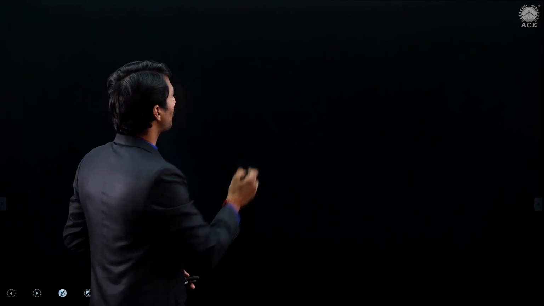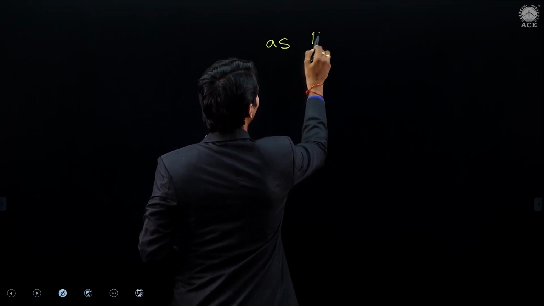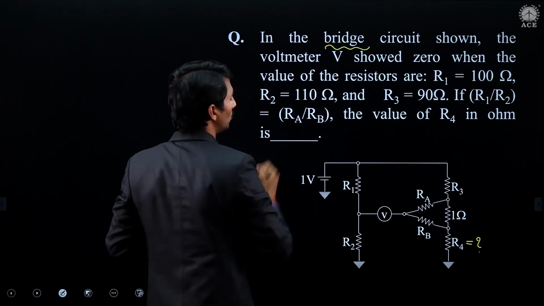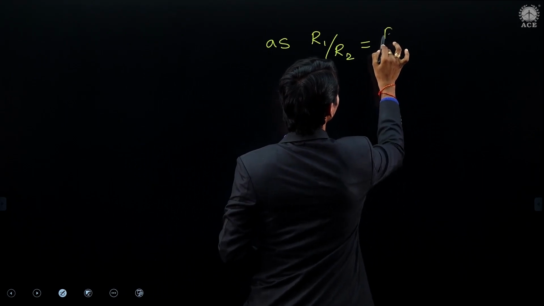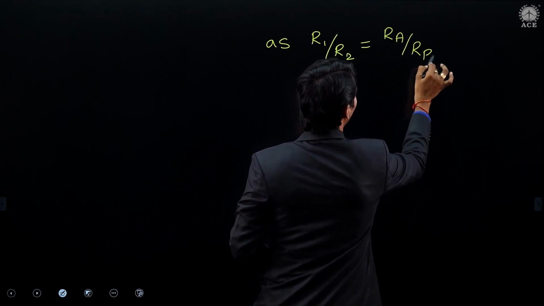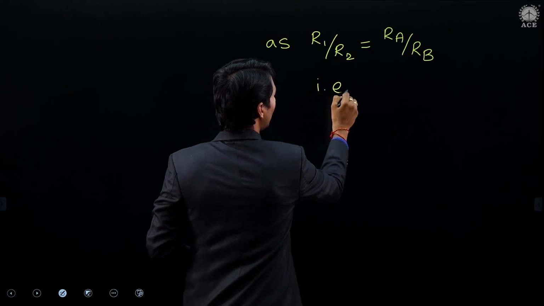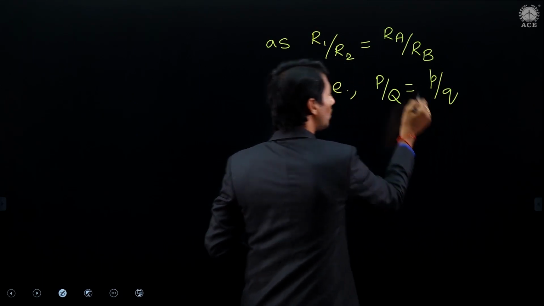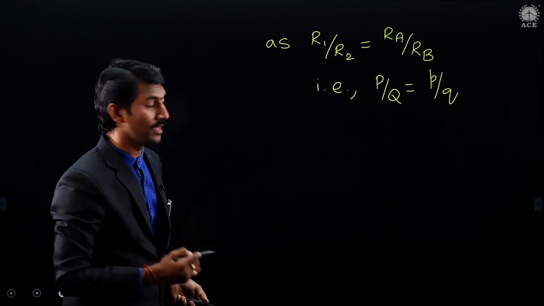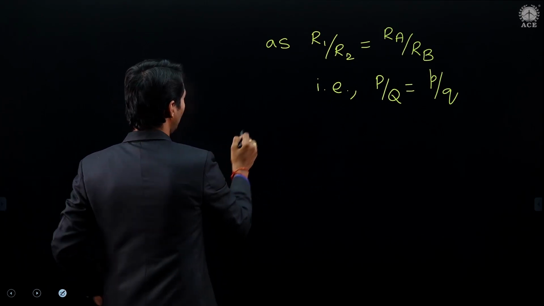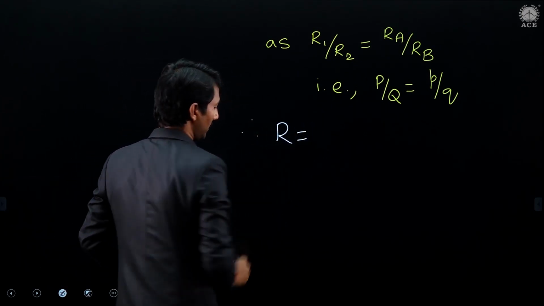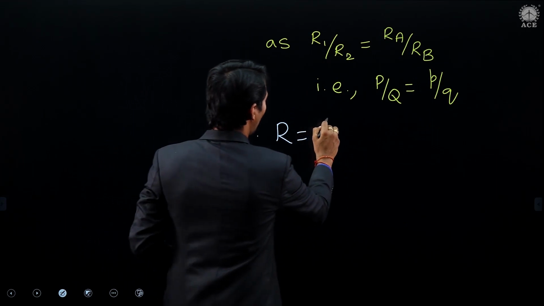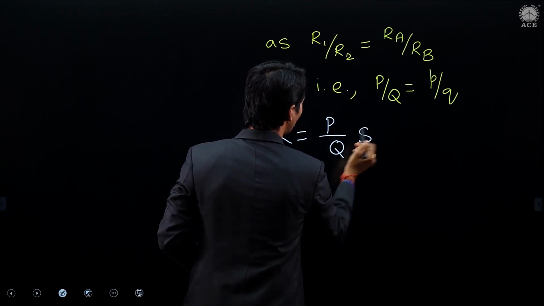So therefore, I am writing here R1 by R2 is equal to RA by RB. That is according to normal terminology, P by Q is equal to small p by Q, or Q by P equal to Q by P. Ratio is same. Therefore, what can we write now? Finally, R can be written as, this entire term becomes 0, P by Q into S automatically. Yes, R is equal to P by Q into S.